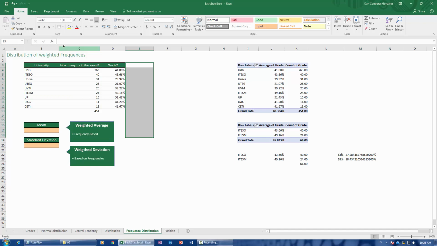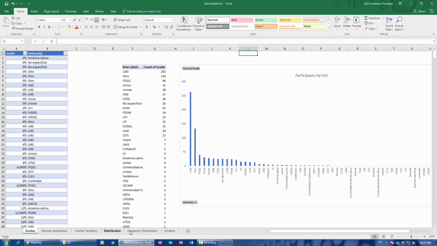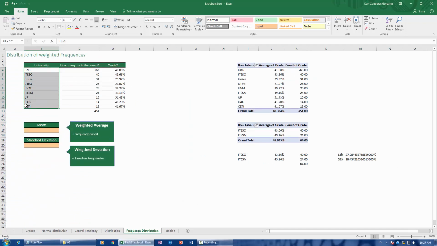All right, guys. So we have here a table of 451 students that took the exam. If you remember, we had something like 700 in total, but here I'm just grabbing the most important universities in the city, and well, those pretty much just sent the most. Now, you get the numbers here, you confirm that most people are actually coming from the University of Guadalajara. It's actually more than half.